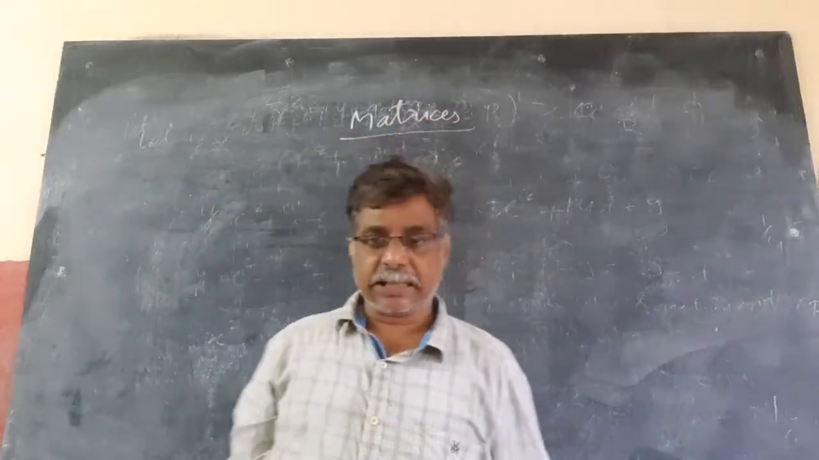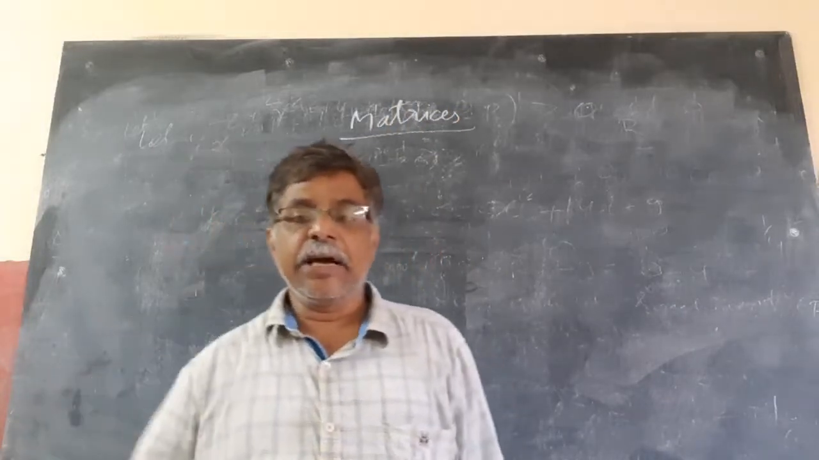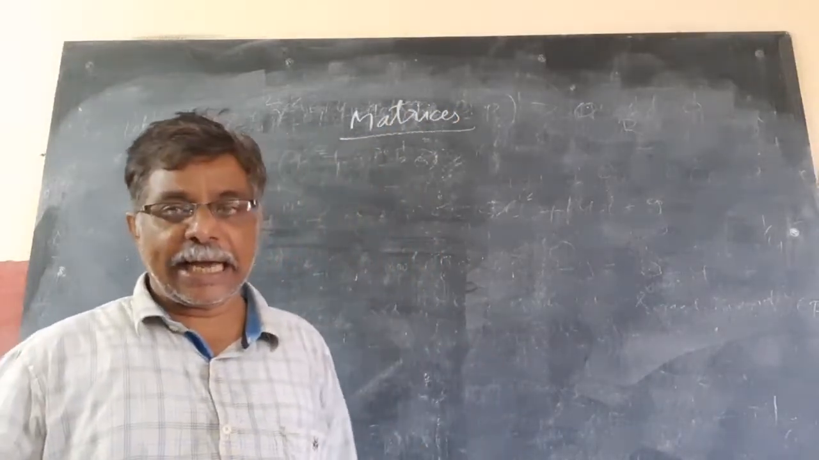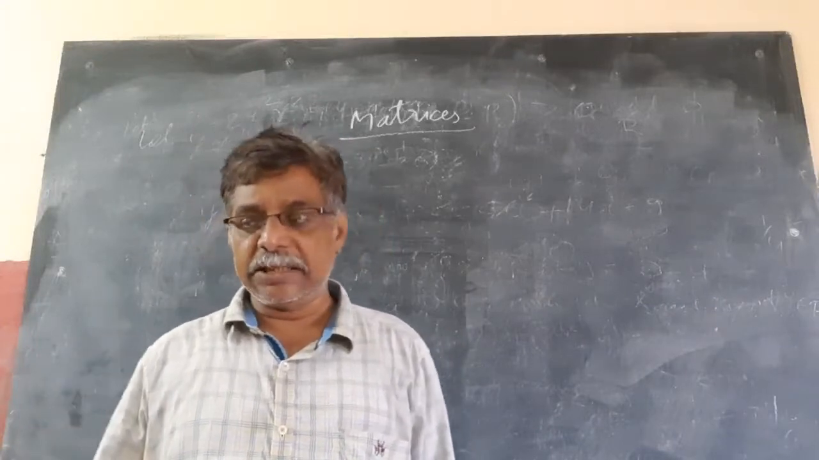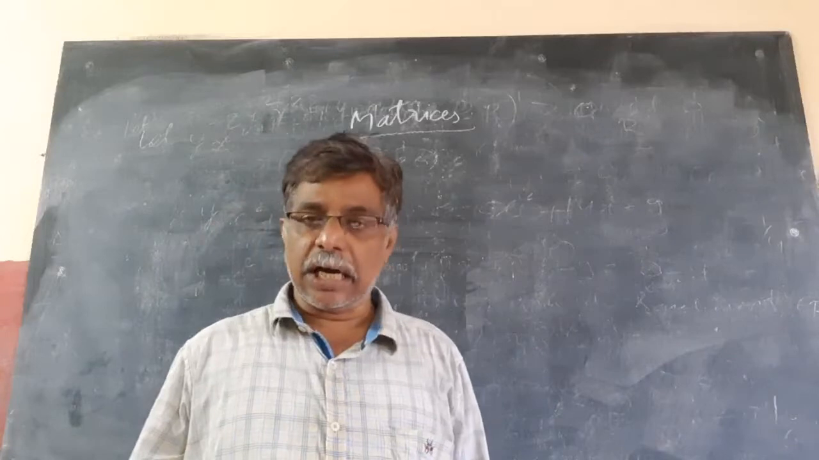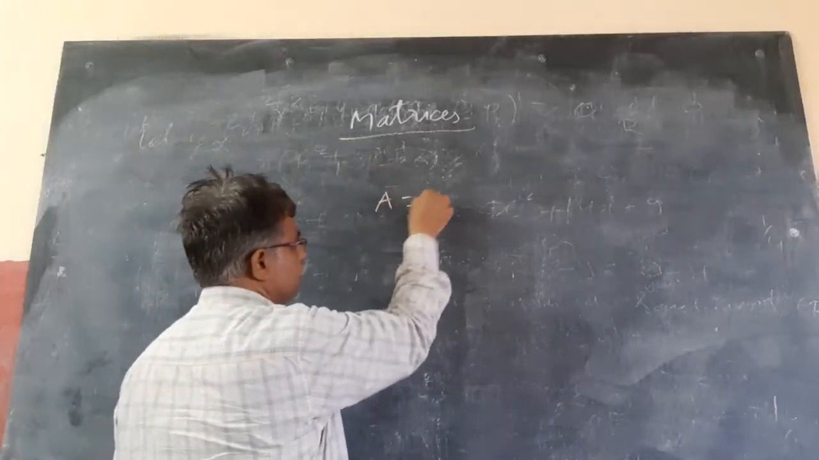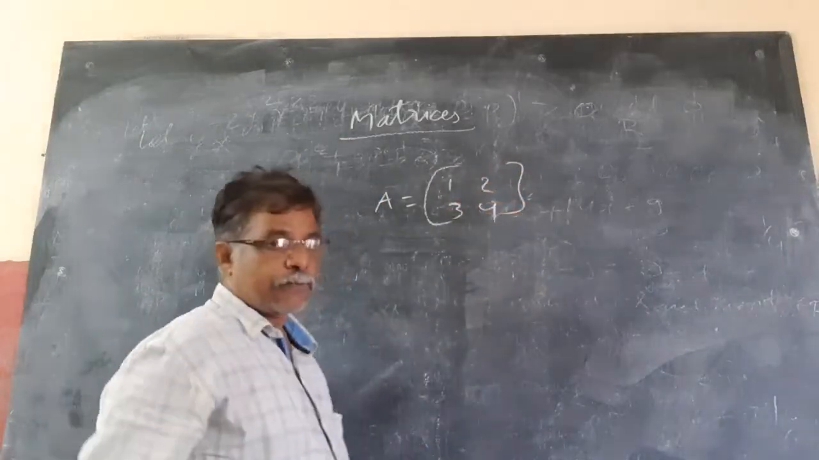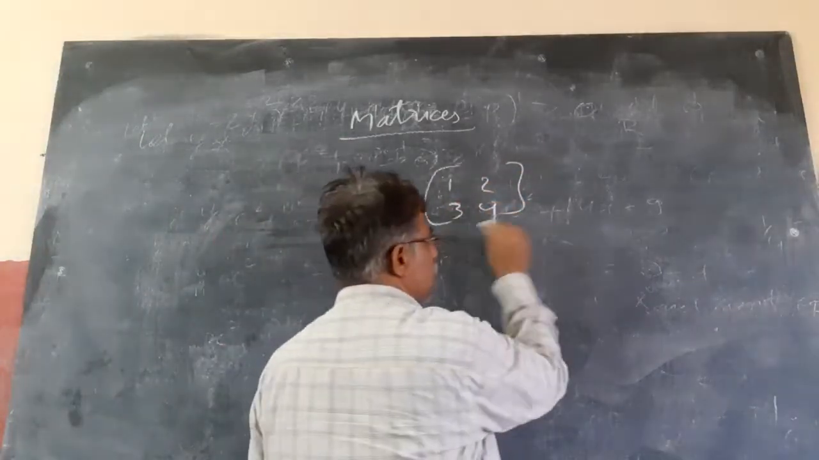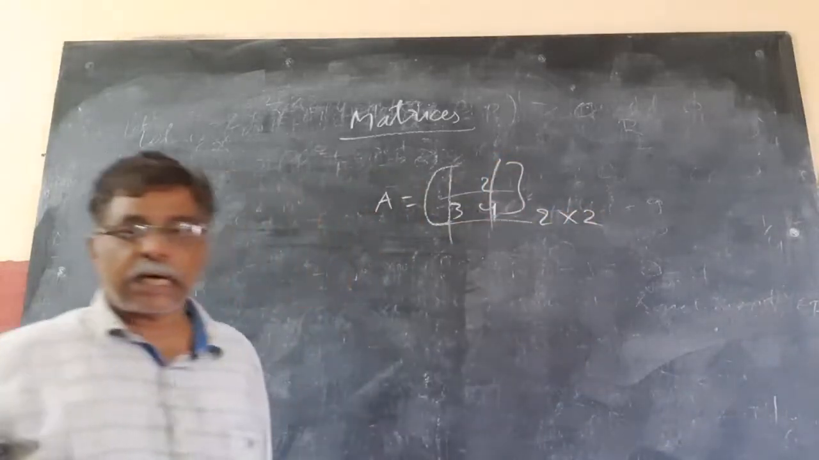What is a matrix? The arrangement of elements in rows and columns is called a matrix. The horizontal arrangement is called rows and the vertical arrangement is called columns. The size or order of the matrix is nothing but the number of rows by the number of columns. So the order of this is 2 by 2, because there are 2 horizontal rows and 2 vertical columns.